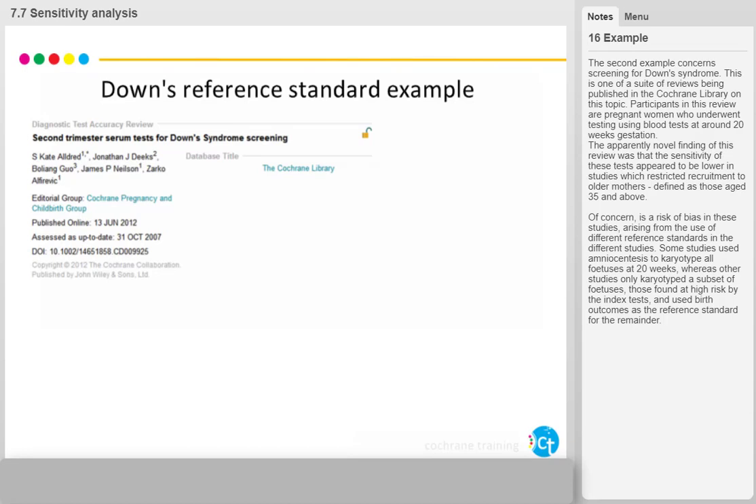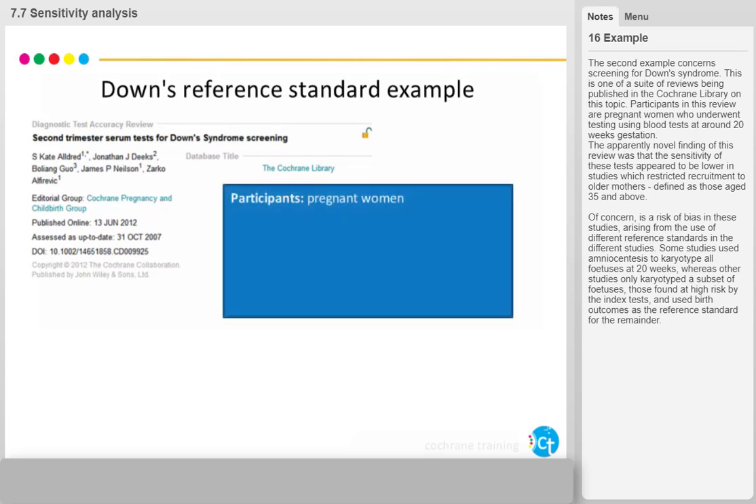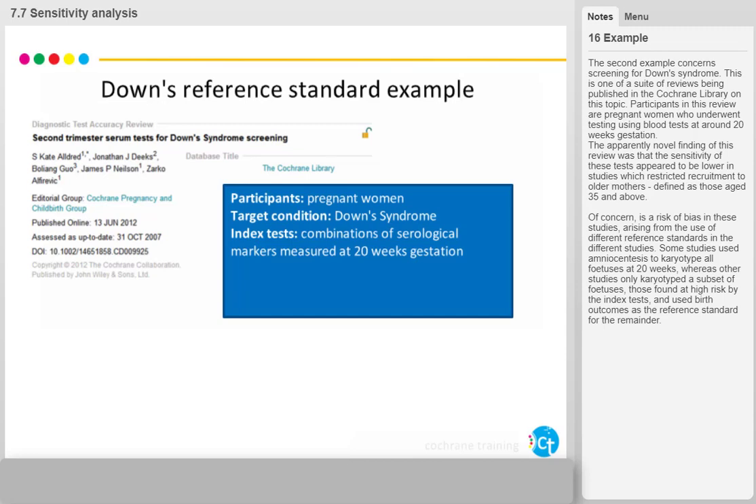The second example concerns screening for Down syndrome. This is one of a suite of reviews being published in the Cochrane Library on this topic. The participants in this review are pregnant women who underwent testing using blood tests at around 20 weeks gestation. The apparently novel finding of this review was that the sensitivity of these tests appeared to be lower in studies which restricted recruitment to older mothers, defined as those aged 35 and above.